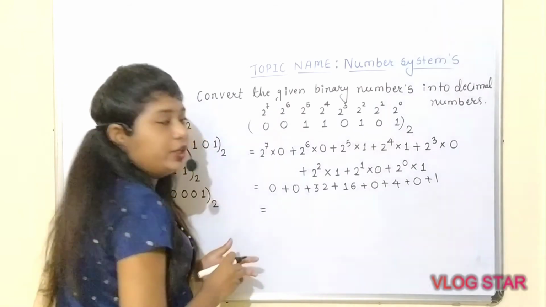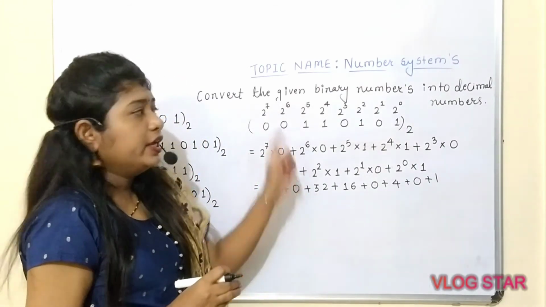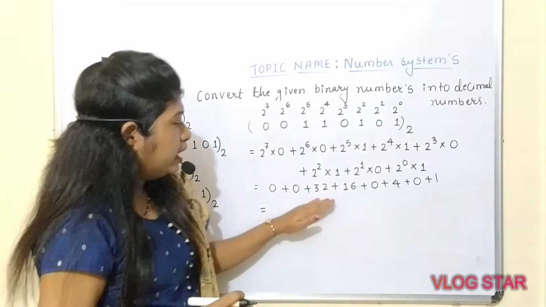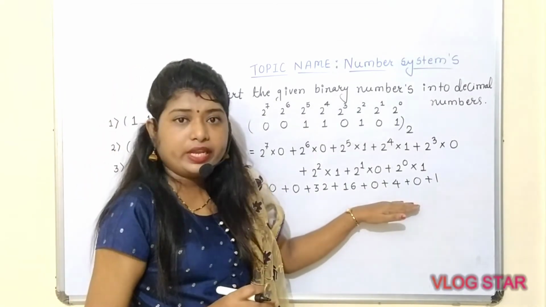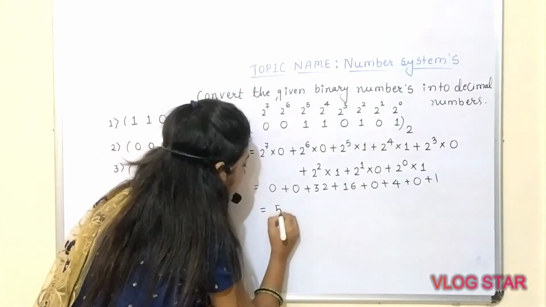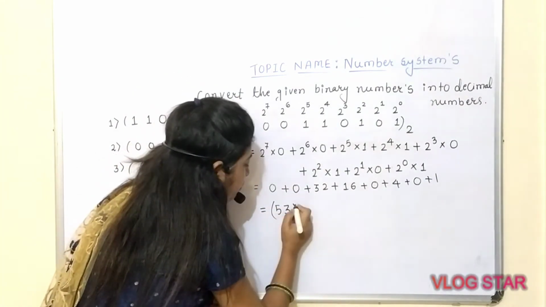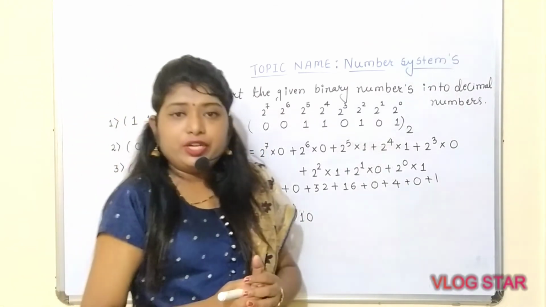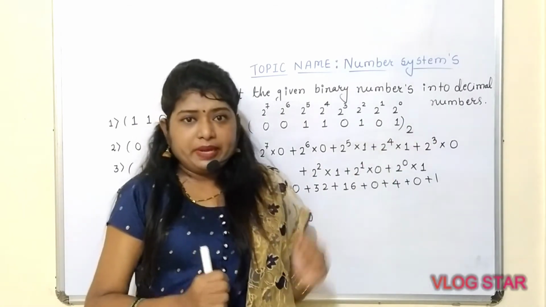I hope you have understood how to convert binary number into decimal number. So can you tell me the answer? 32 plus 16 is 48. 48 plus 4 is 52. 52 plus 1 is 53. So this is nothing but 53 in decimal number. So I hope you have understood how to convert the given binary number into decimal number.